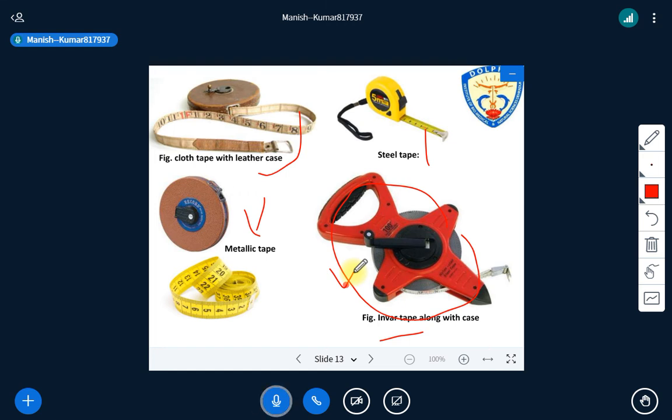The width of this invar tape is 6 mm, and generally you get lengths of 20 meter, 30 meter, or 100 meter. The rest of the tapes, if you have seen them, you know how to use them. This is about the tape. If anyone has any question related to the tape, you can ask.